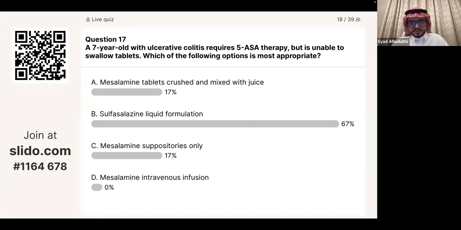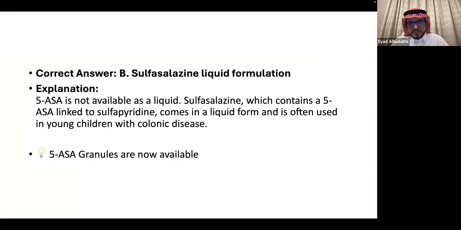Yeah, you are right. So the first answer: we cannot crush the mesalamine tablet because it has the granules. Once you crush it, it won't work. Mesalamine suppository is only limited to the distal colon, and we don't have mesalamine intravenous infusion. So 5-ASA is not available as liquid.